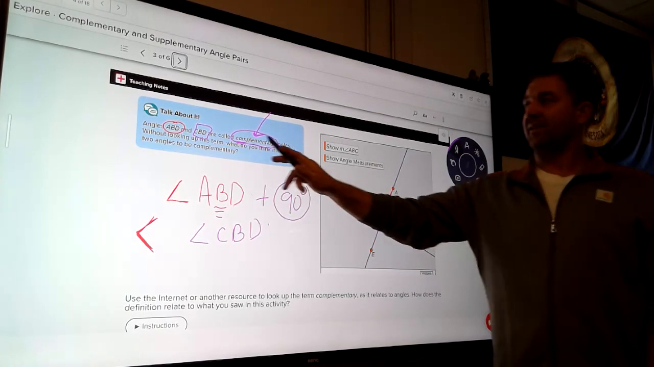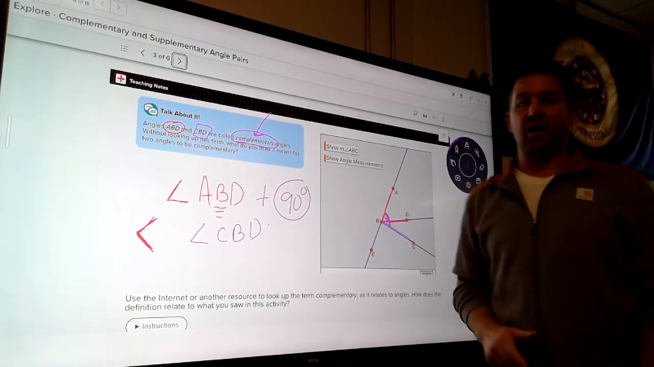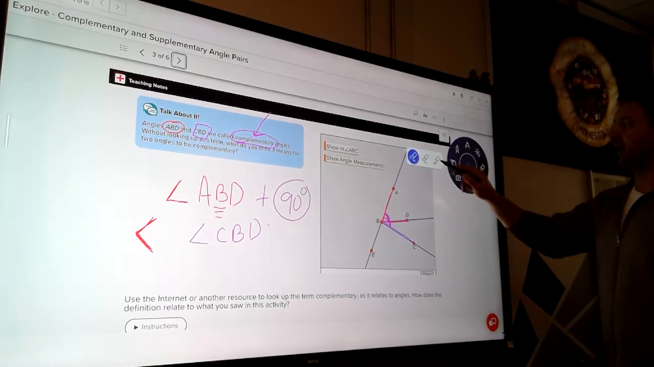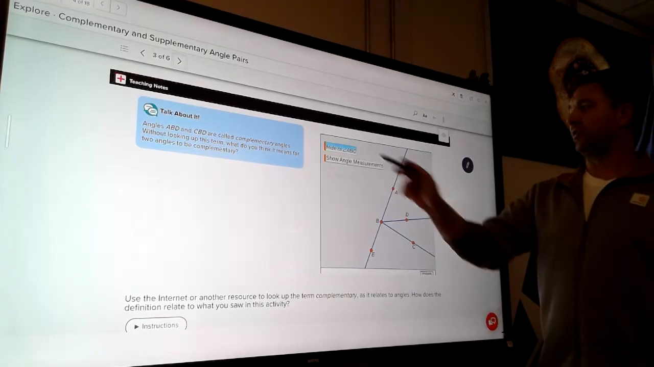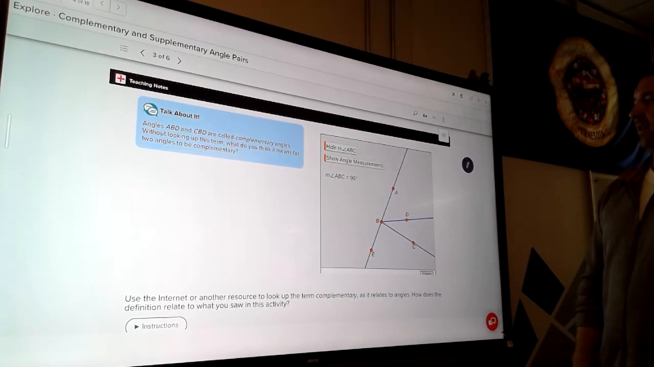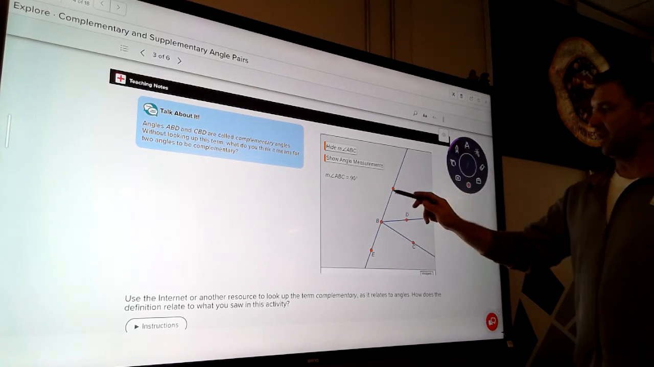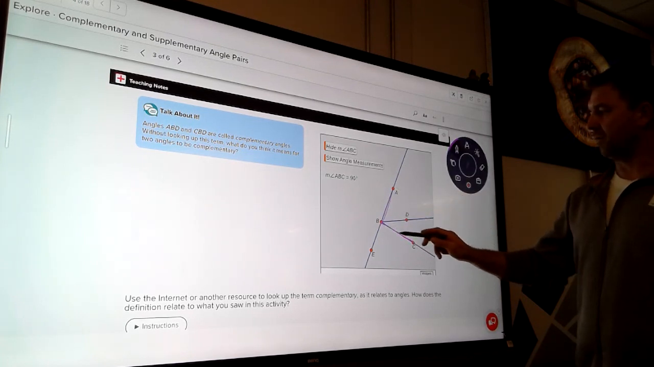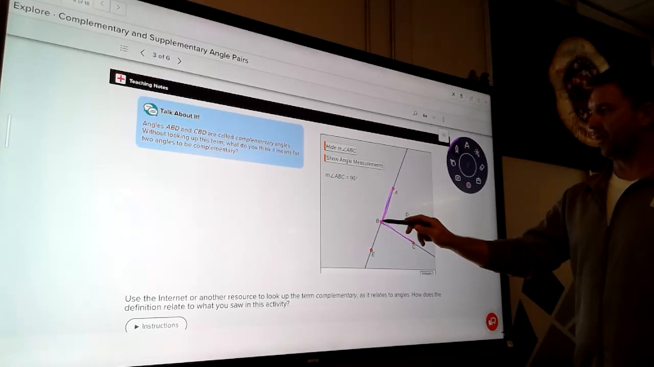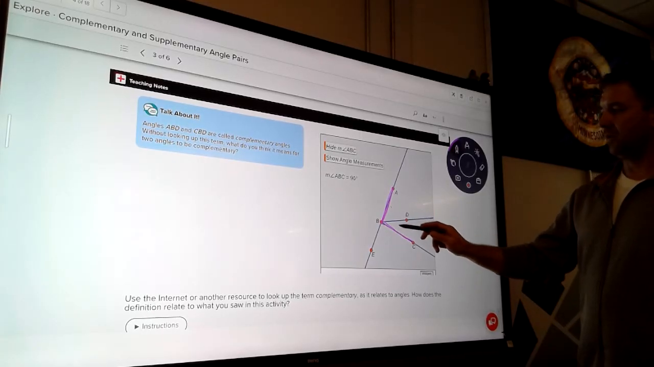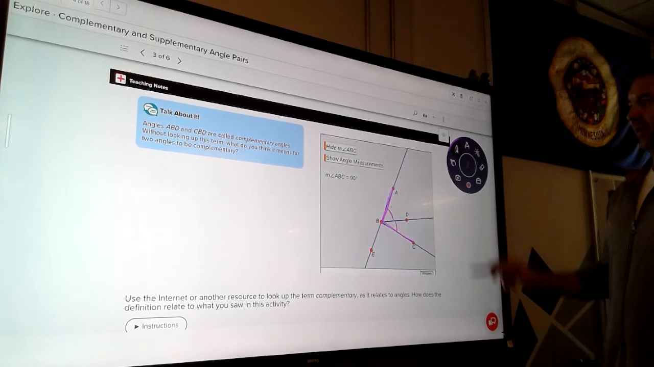I know that because they told me that they are complementary. Just a little bit of vocab right there. And if I click on here, it says show angle ABC. We have right there angle ABC. So if we look, these two are the ones that form a right angle, also 90 degrees. That means these two are complementary. They add up to 90 degrees together.